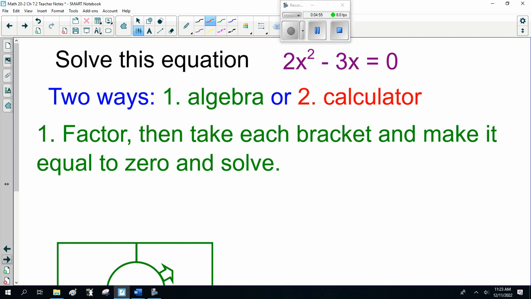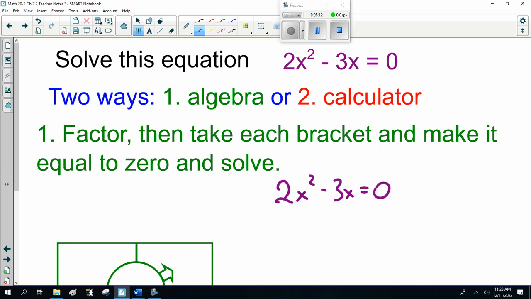Two ways, algebra or calculator. So first thing, it's algebraically. Factor, then take each bracket and make it equal to 0 and solve. So 2x squared minus 3x equals 0.